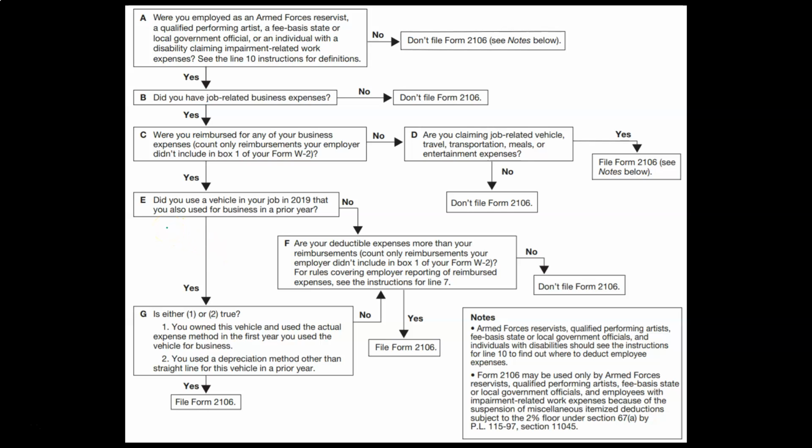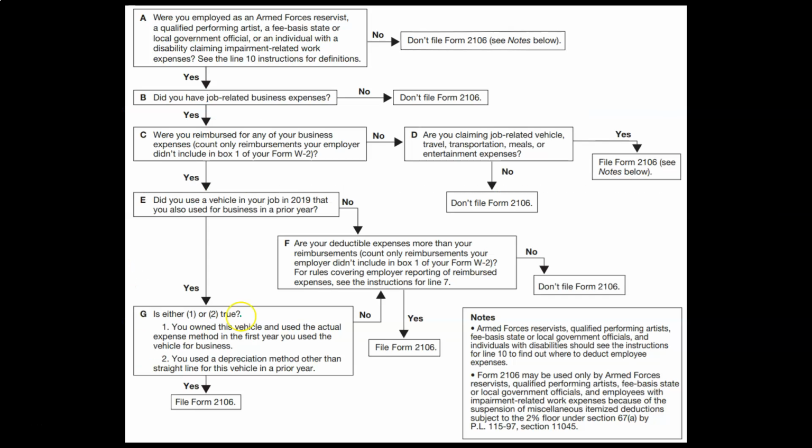And then if we go back up to E here, did you use a vehicle in your job in 2019? And this would be applicable. This is gotten from the 2019 instructions, but it should be the same for 2020 for the most part. The instructions aren't out yet for 2020, but you should have a similar process here. So 2019 that you also used for business in a prior year. G is either 1 or 2 true. 1, you owned this vehicle and used the actual expense method in the first year you used the vehicle for business, or 2, you used a depreciation method other than straight line for this vehicle in a prior year. If yes, then you file the Form 2106.